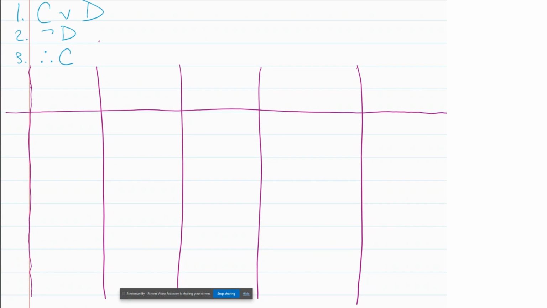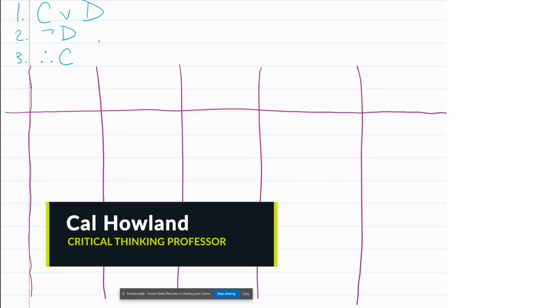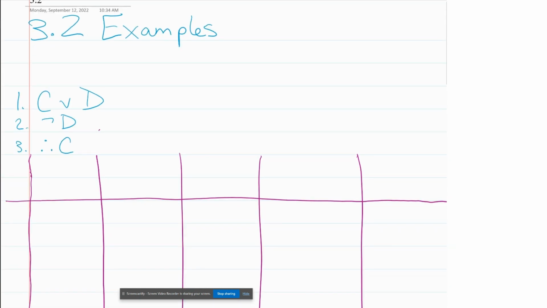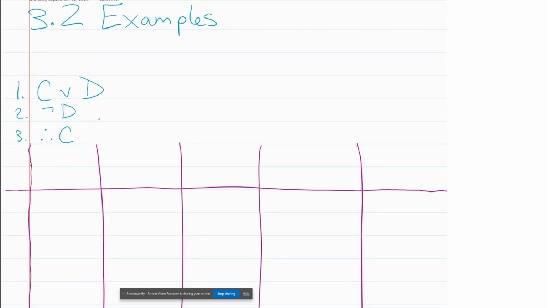All right, this is the first video in 3.2. This is a video on how to construct a truth table. So I have the bare bones of the truth table already constructed, but we're going to go through and explain why we ended up with the particular truth table that we did.